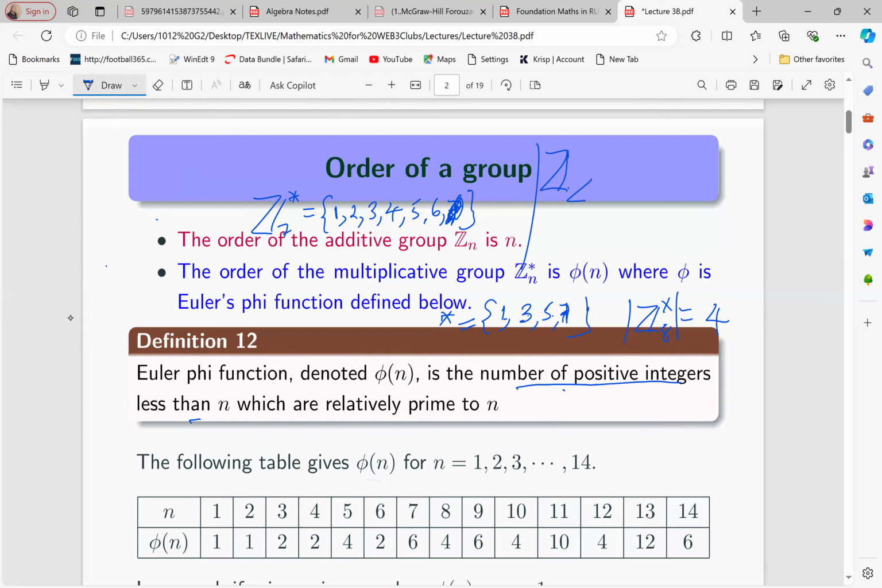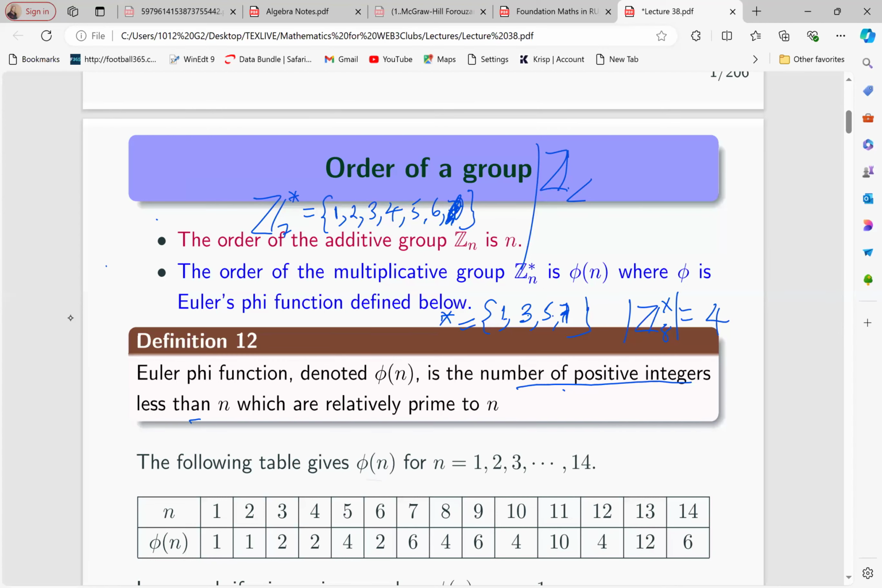They must be positive elements, greater than 0, but less than n, and relatively prime to n. That's what we call the Euler phi. And you see, that is what we've talked about. Those are the elements of Z star.